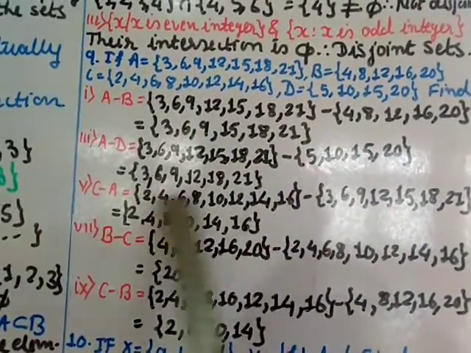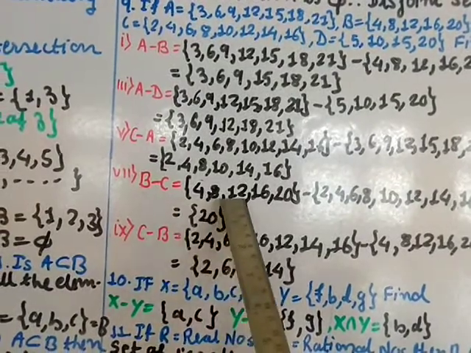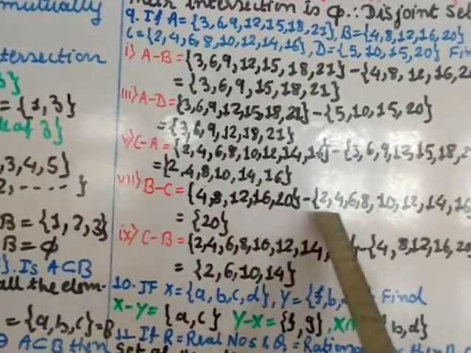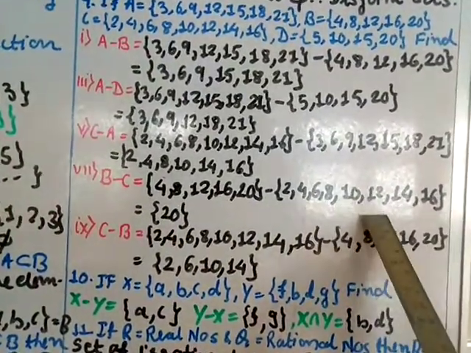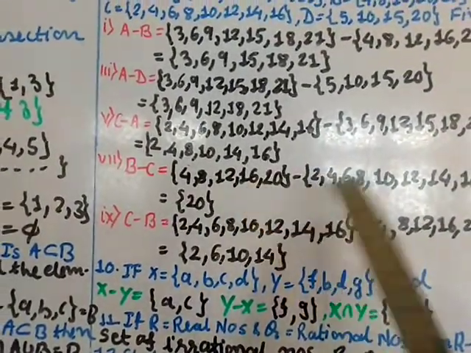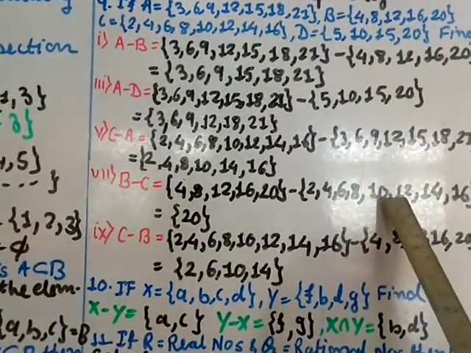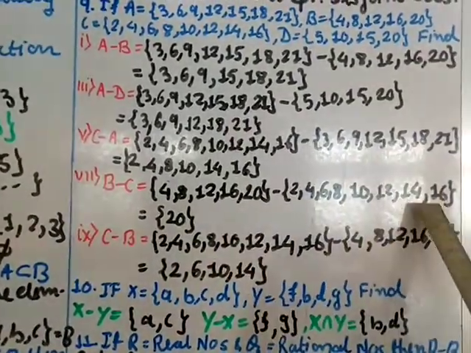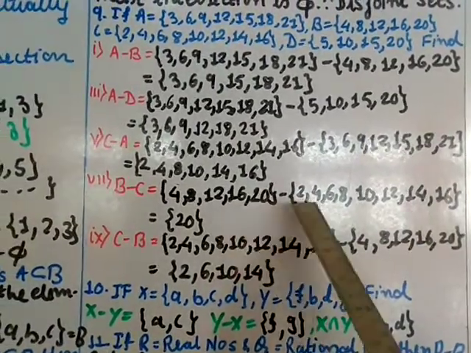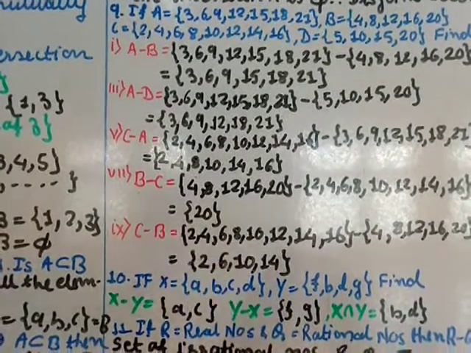Okay, so elements of A, first set but not the second set. Roman number 7, B minus C. Set B is 4, 8, 12, 16, 20, and C is 2, 4, 6, 8, 10, 12, 14, 16. 4 is there, we will not take. 8 also there, we shall not take. 12 also there, will not take. 16 also is there, so we will not take. 20, it is not there, so we will take. So B minus C is only the singleton set 20.